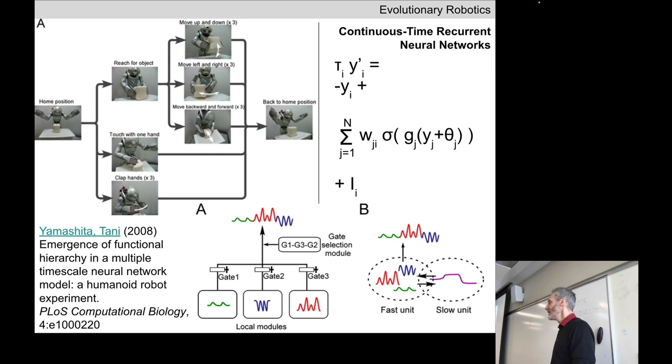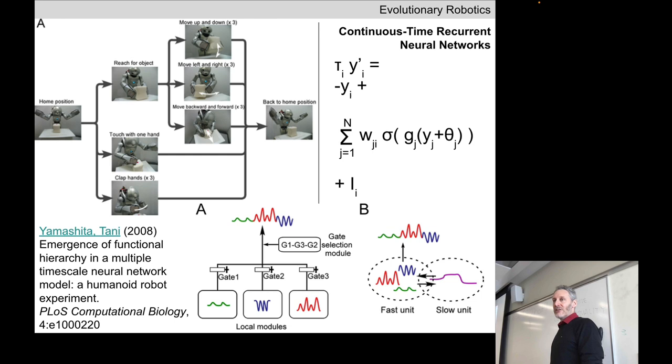So after the robot has learned, the investigator is going to ask the robot, lift the block up and down three times, then left and right three times, then up and down three times again, then forward and back three times, then go back to the home position. And the robot, as you're going to see, is able to do that.